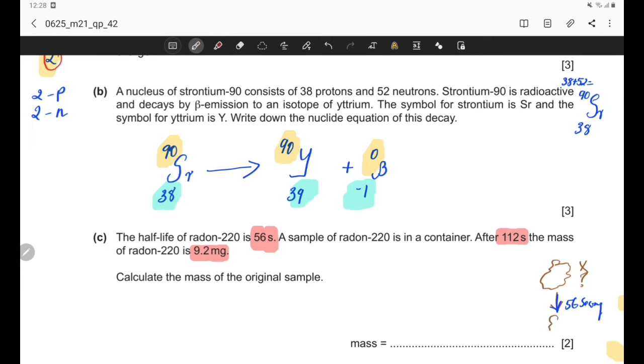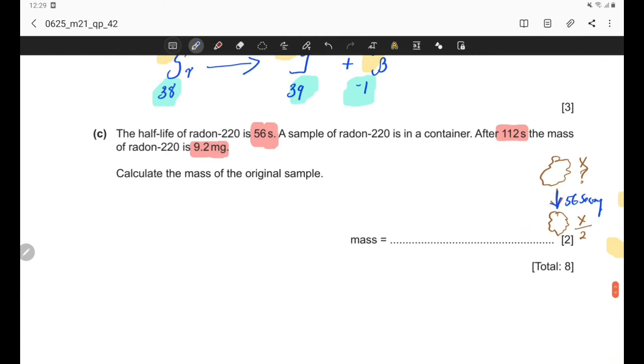So after 56 seconds, after one half-life, its mass will become half of its initial value. After 56 more seconds, that is the second half-life, its mass will again become half of that value, or x over 2 times 2, that is x over 4, and this mass is given, that is 9.2 milligrams. So what is the value of x? That is the question. First we can check the number of half-lives.